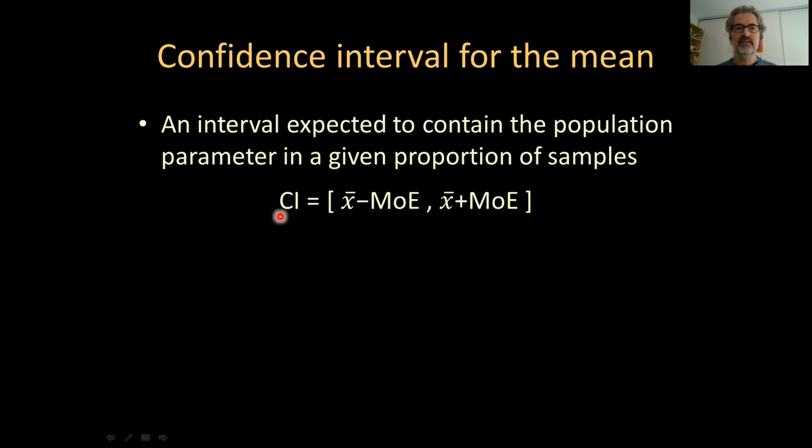So the confidence interval is given by our sample mean minus the margin of error, up to sample mean plus the margin of error. These are the limits of the confidence interval. This is how low it could go. It can go one margin of error below the mean of the sample up to one margin of error above the mean of the sample.